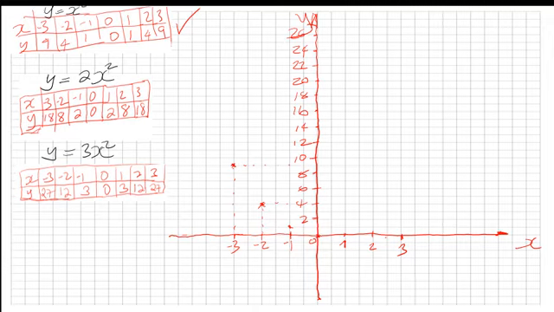Then when x is 1, y is 1. So it's here. When x is 2, y is 4, so 2, 4 is there. I'm meeting here. When x is 3, we have 9. So 3 is this one. This is where 9 is. So that's the meeting point.